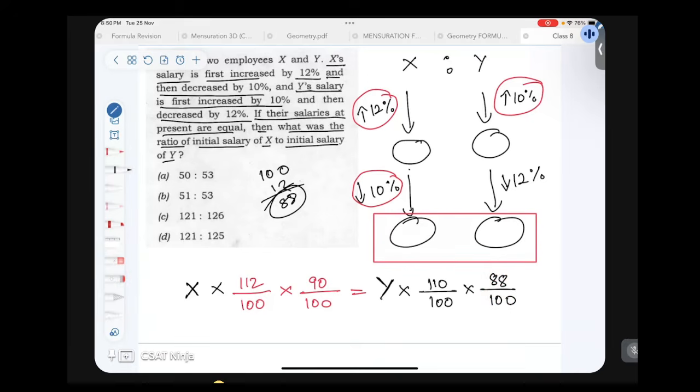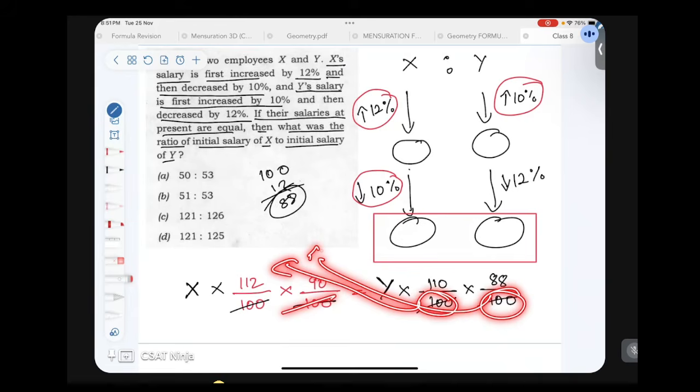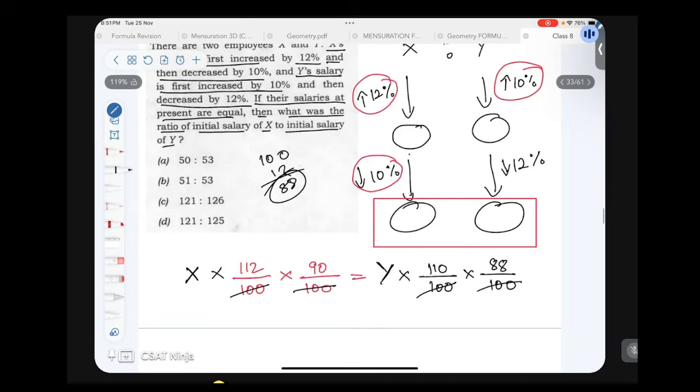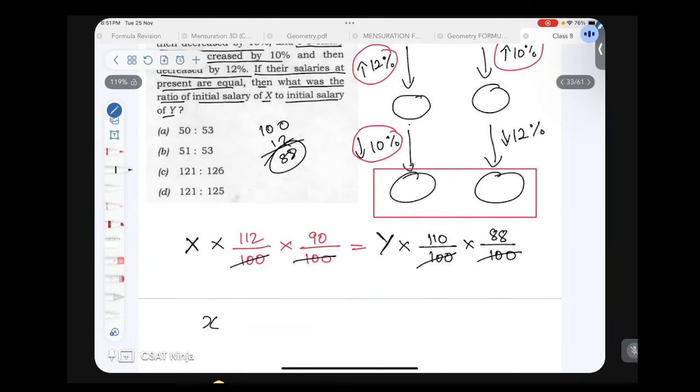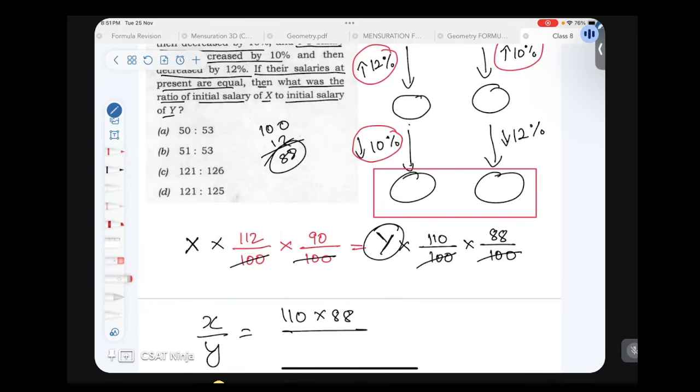Now what I can do is I can cancel this one. 100 cancel, another 100 and another 100. Because if I transfer this 100 to the other side, it will go up here, and this two will get cancelled. Okay, same thing here. I'll keep x and y on both sides and transfer everything to the other side. X, if I transfer y to the other side, it will go in denominator. Y is equal to 110 into 88 divided by, if I transfer this 112 to the other side, it will go to the denominator. Okay, 112 into, if I transfer this 90 to the other side, it will go to the denominator. 0, 0, 0 cancel.